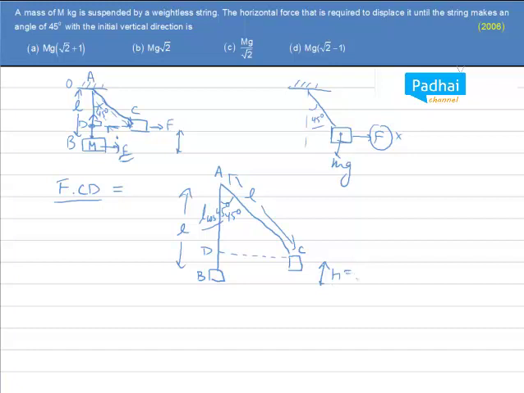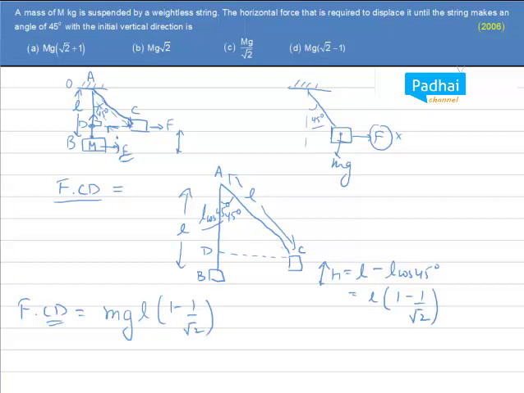So H will be equal to what? That will be basically AB minus AD. What is AB? AB is L, and what is AD? L cos 45. So H is L minus L cos 45, or we can write it as L into 1 minus 1 upon root 2. So this much height it has risen. That means F times CD will be equal to mg into H, or mgL into 1 minus 1 by root 2. Now what is the distance CD?